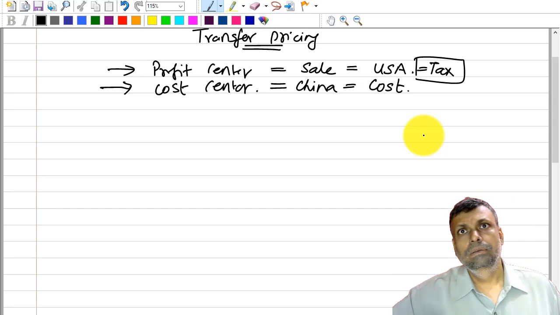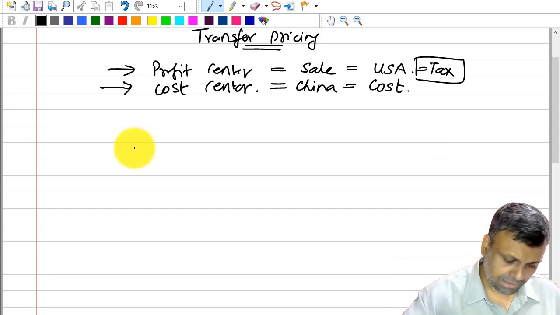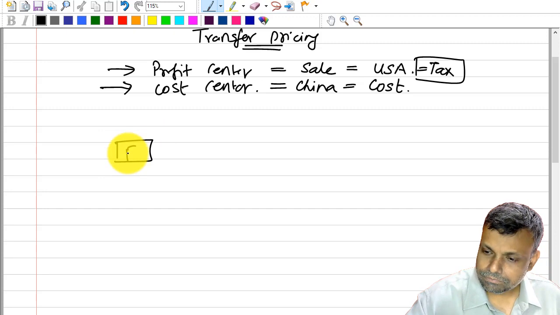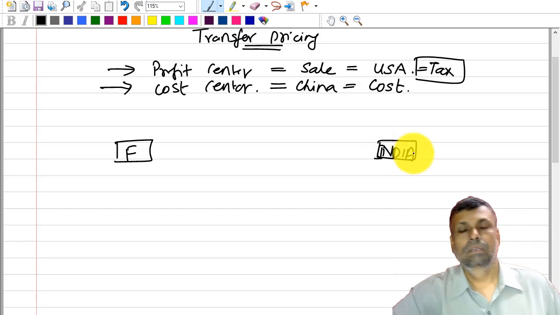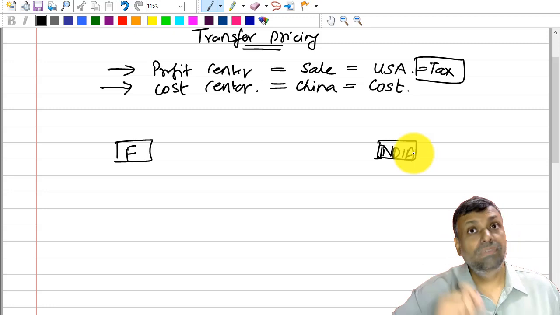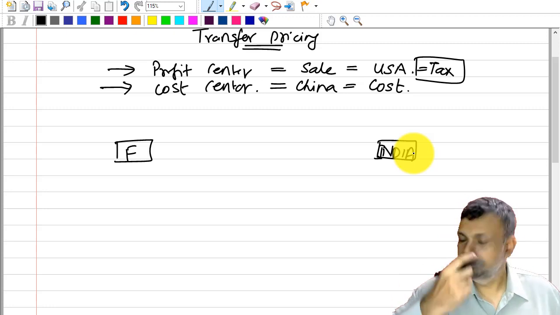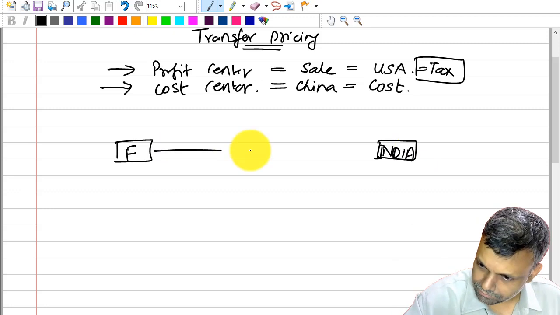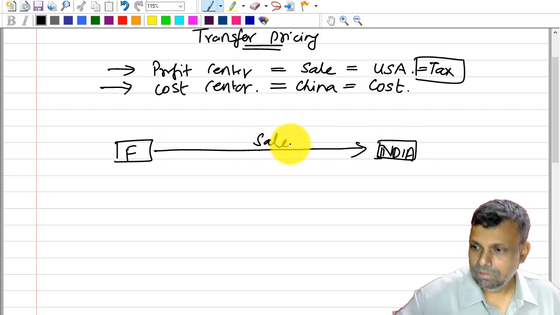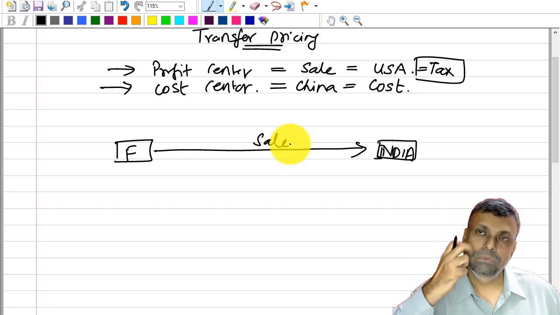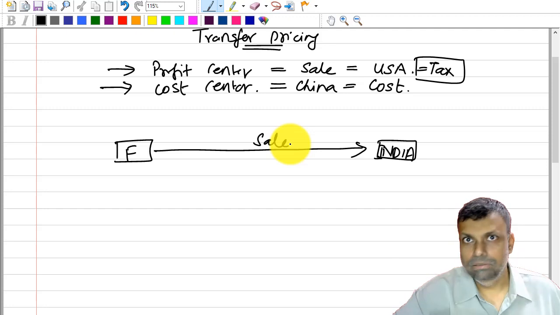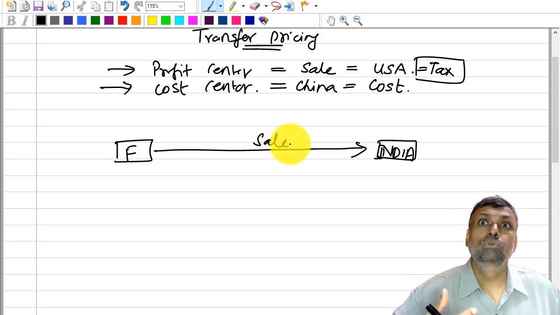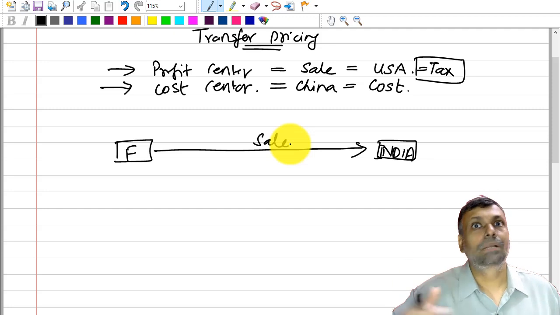Now, let me take this issue forward. Say, for example, there is a foreign company. Supposing a foreign company sells its goods to someone in India. Just a very, very simple thing, okay? So this foreign company is selling goods to somebody in India. Now, you imagine, our Indian economy is mostly import oriented. We always want to promote our exports, but always our imports are more than the exports.